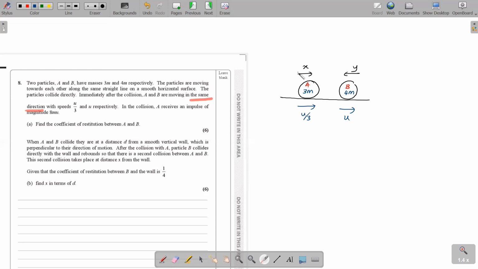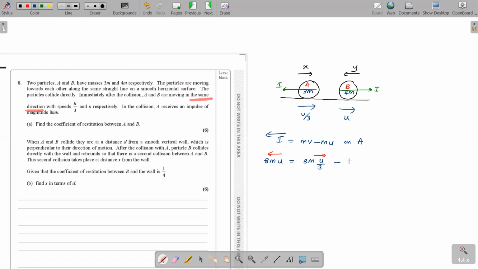You do realize when A and B collide, the impulse on A is backwards and the impulse on B is forwards. This is the impulse. So let's use I equals mv minus mu on A, and I'll use backwards as positive. So I equals 8mu, equals mass 3m into final velocity u over 3. However, u over 3 is to the forward side, and I'm choosing the backward direction as positive here, so we'll need to change them afterwards.